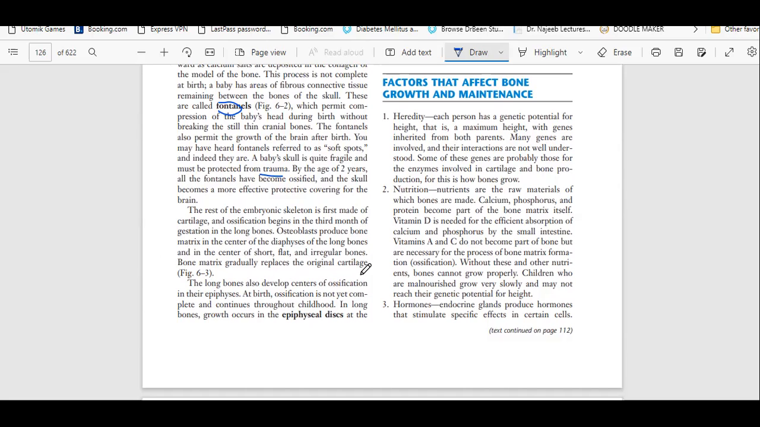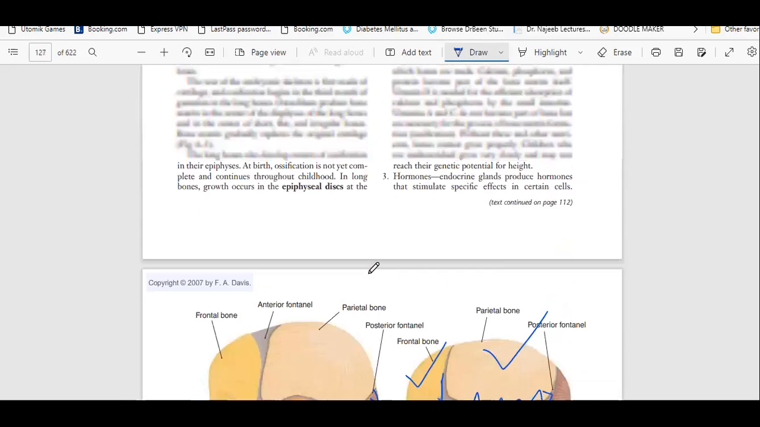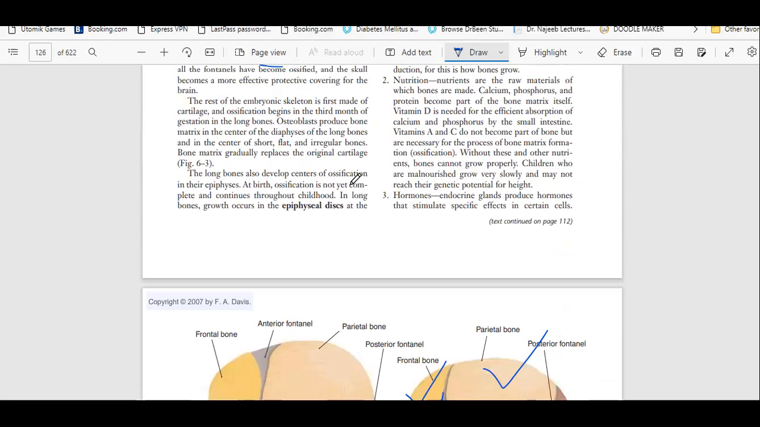Okay, in the diaphysis the ossification occurs, meaning bone growth occurs. First of all it is cartilage, then afterwards, gradually after the birth, the cartilage will convert into the compact bone, then hard bone tissue, spongy bone, then compact bone, then adult bone. Okay, here the complete diagram is given, you can refer to it. The long bones also develop a center of ossification, the epiphysis. At birth ossification is not yet completed and continues through childhood.